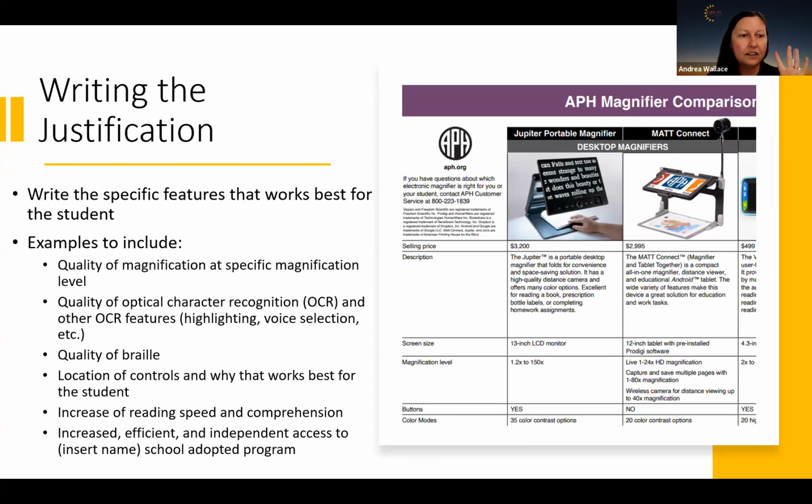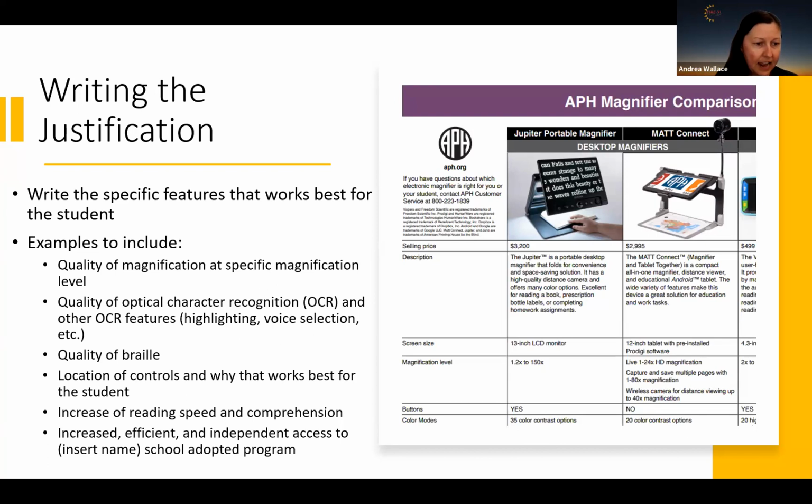On this slide, there is a picture, a little snippet of the APH video magnifier chart. I'll describe what's happening first. In the first column, it's the Jupiter portable video magnifier, and I'm going to read the description. It says the Jupiter is a portable desktop magnifier that folds for convenience and is a space-saving solution. It has a high quality distance camera and offers many color options. Excellent for reading a book, prescription bottle labels, or completing homework assignments.